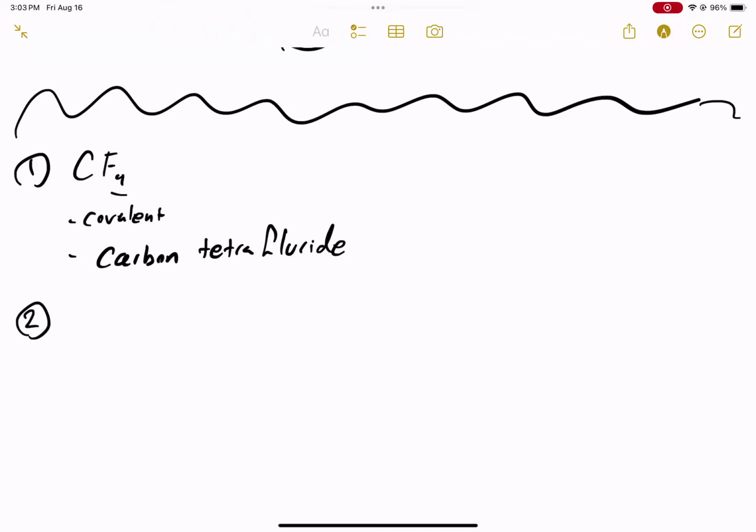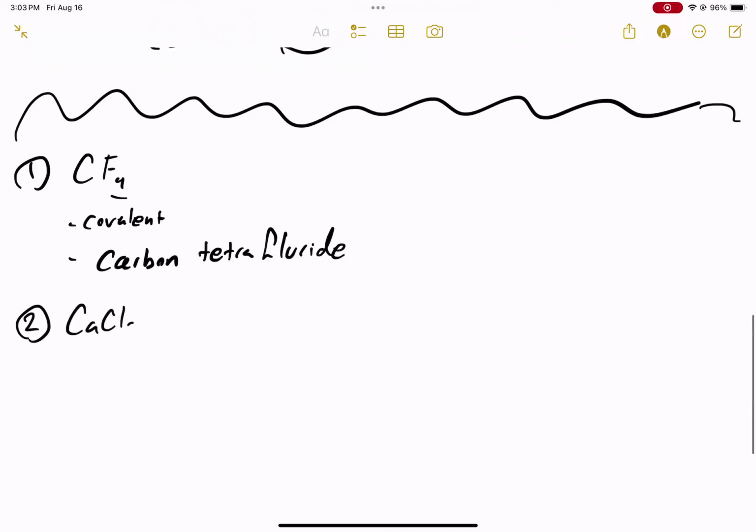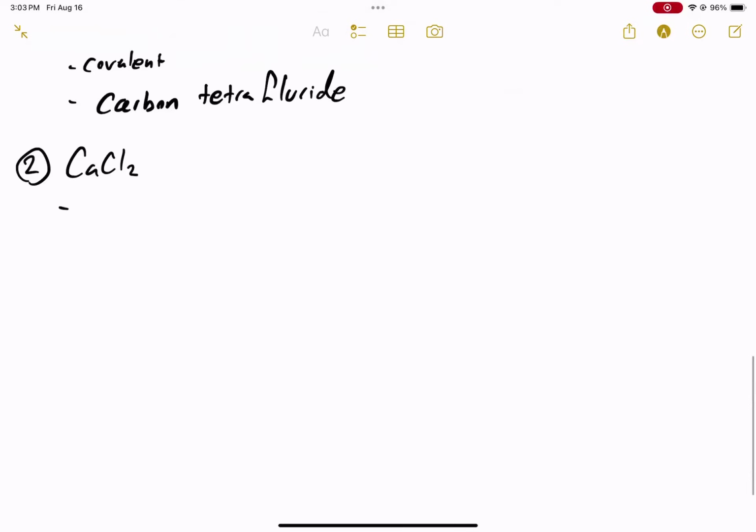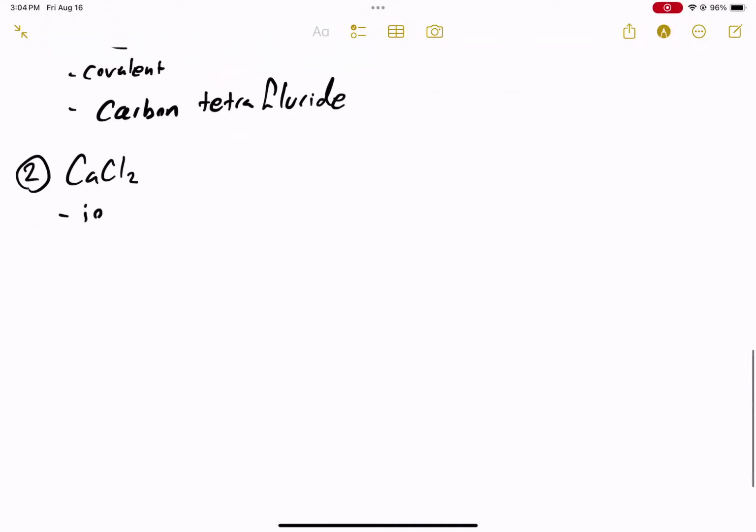Next one is CaCl2. Is this ionic or covalent? Well, we have a metal. Calcium is considered a metal. And then we have chloride, which is coming from chlorine, which is a non-metal. So a non-metal and a metal, this thing is ionic. All right, so let's start naming this thing.